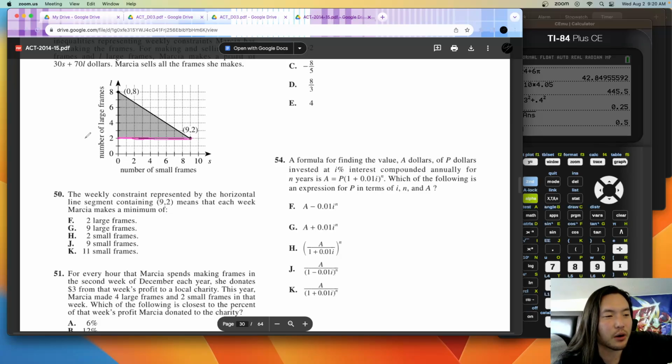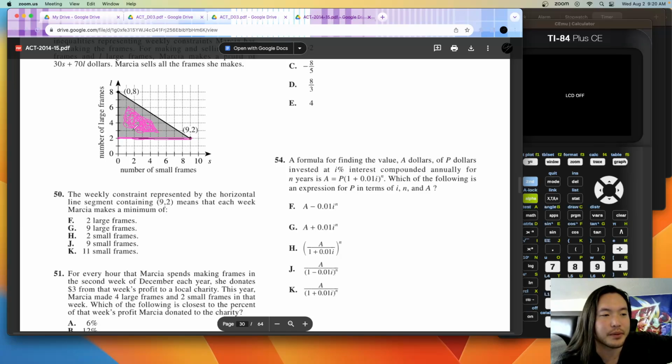Well, it means that she always makes at least 2 large frames, right? Any week her work output is somewhere inside of this shape. That means that she makes at least 2 large frames. Sometimes she makes 0 small frames, right? Sometimes she makes 3 large frames and no small frames, but according to this graph, she never makes 0 large frames. She always makes at least 2 large frames. Hopefully that makes sense.